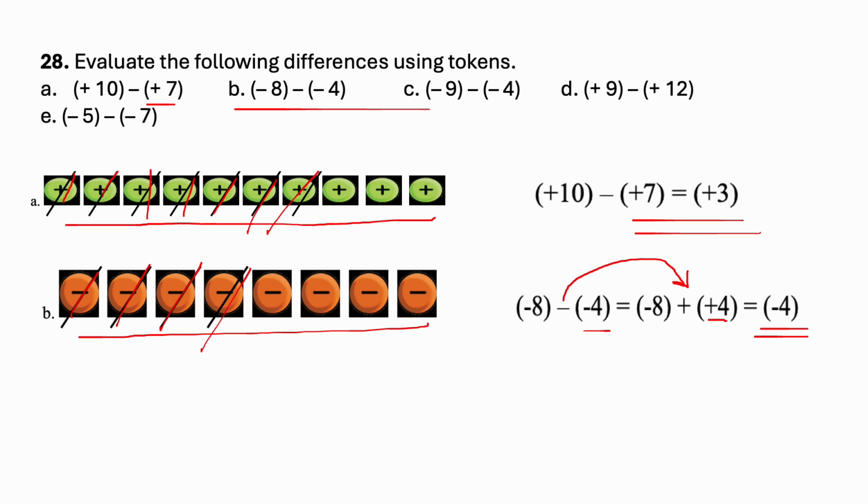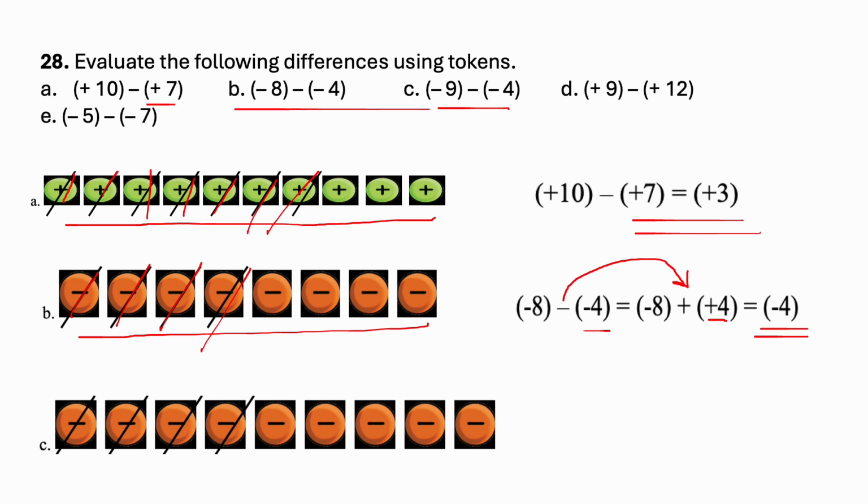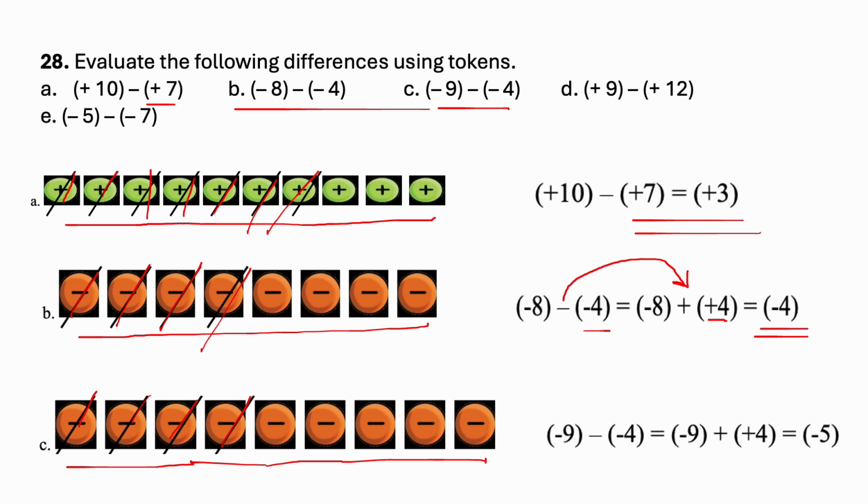The next one, minus 9 minus 4. So you take 9 negative tokens and you remove 4 negative tokens from that, like this. Total 9, 1, 2, 3, 4, 5, 6, 7, 8, 9. Then remove 4 tokens, 1, 2, 3, 4. What is remaining? 1, 2, 3, 4, 5. 5 negative tokens. So minus 9 minus 4 is minus 5.